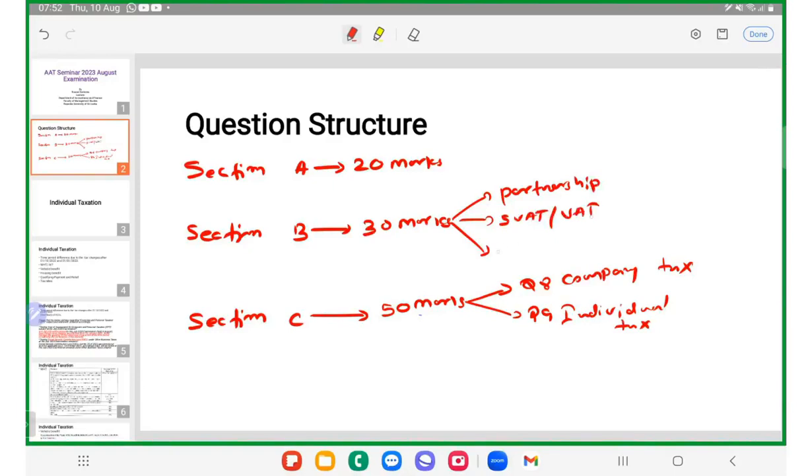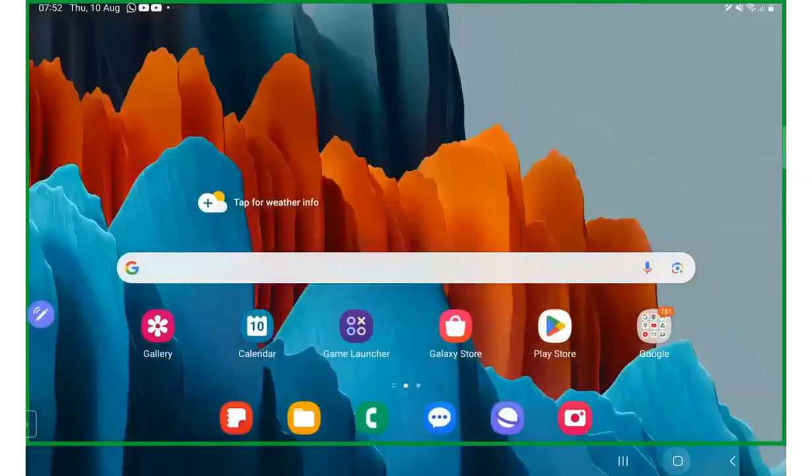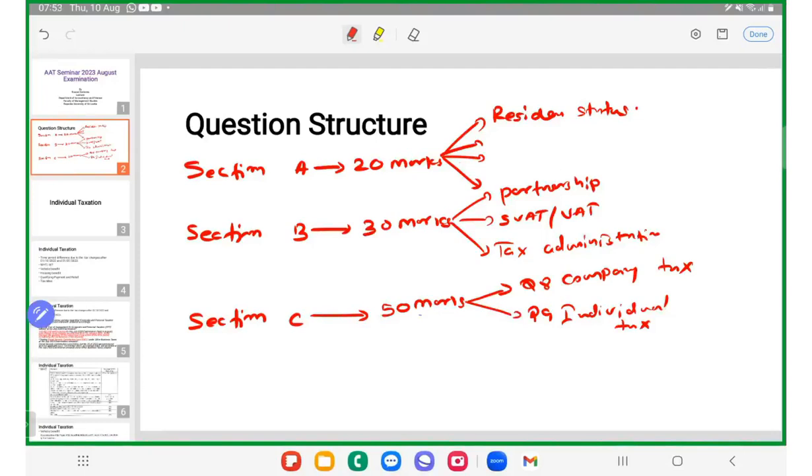And then, as a past trend, tax administration. Under tax administration, you should know the due dates of the quarterly payments, the due dates of return submission and assessment, appealing methods, and penalties. Under this, there are 4 questions. Definitely there will be a residence status question. Then case law.